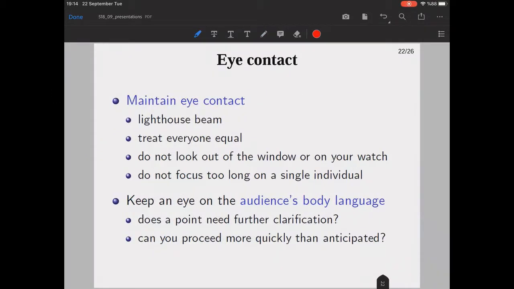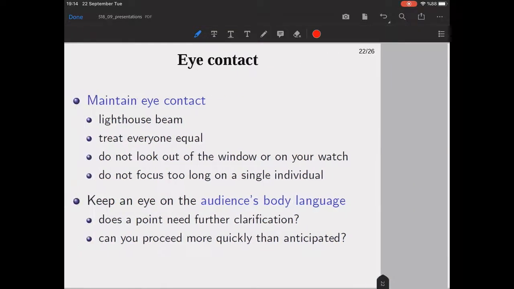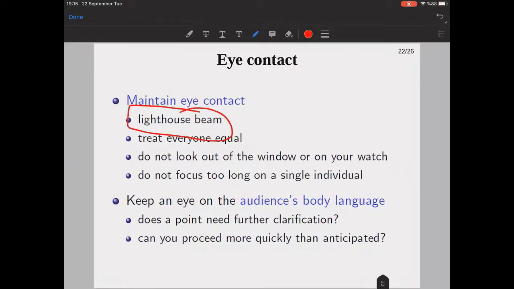And the eye contact is important. Maintain the eye contact, like a lighthouse beam. Scan the room, scan the area. Keep contact with everyone. Treat everyone equally, and do not look out of the window or at your watch. It would be rude, maybe.